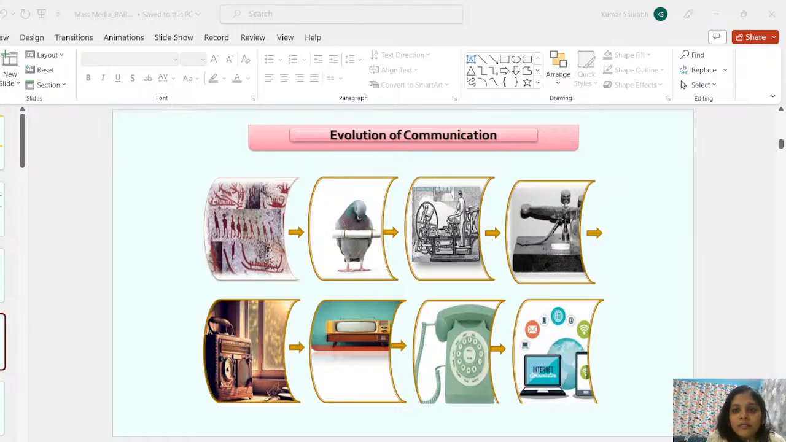Now, the second milestone is the telegraph era. Next is the emergence of radio. These are all important milestones in communication, very, very important milestones in the evolution of communication.